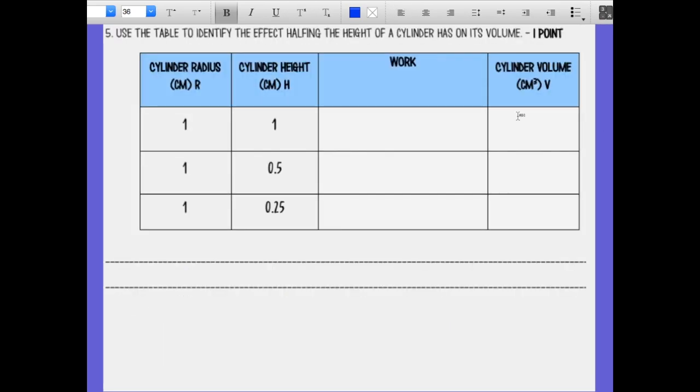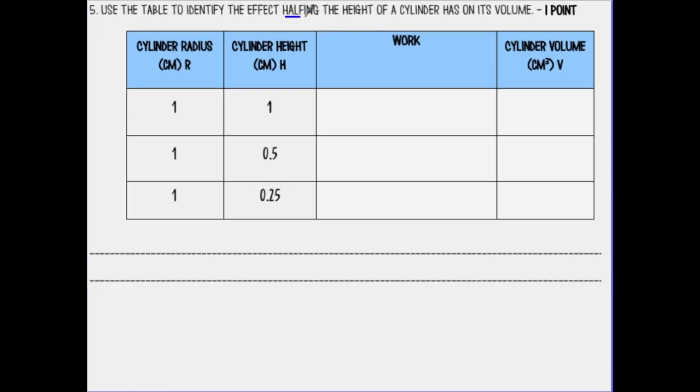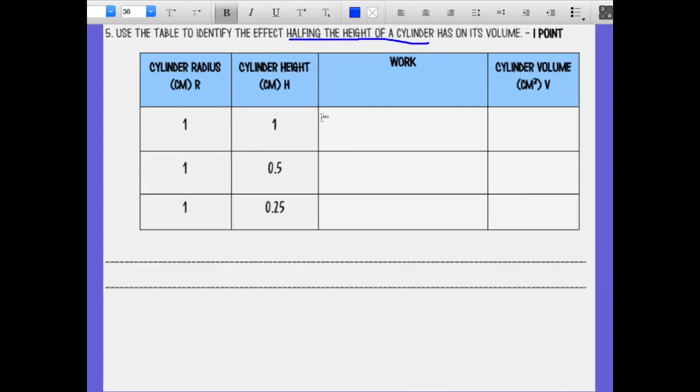All right, so this one we're using a table to identify the effect of changing the height of a cylinder on its volume. So let's use the same formula here. It's pi times radius, that's from our first column here, times radius times height. So if I multiply all of those, I get 314. Again here, 314, and we have the same radius, 1, but now the height is a half.